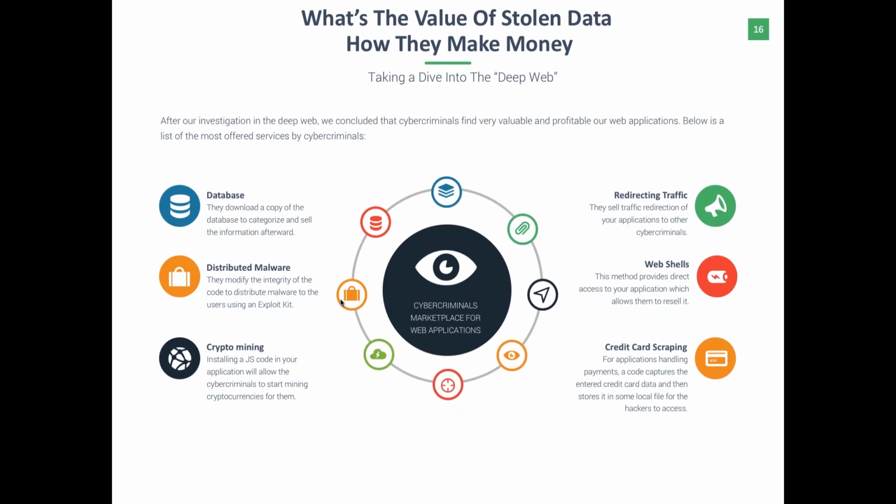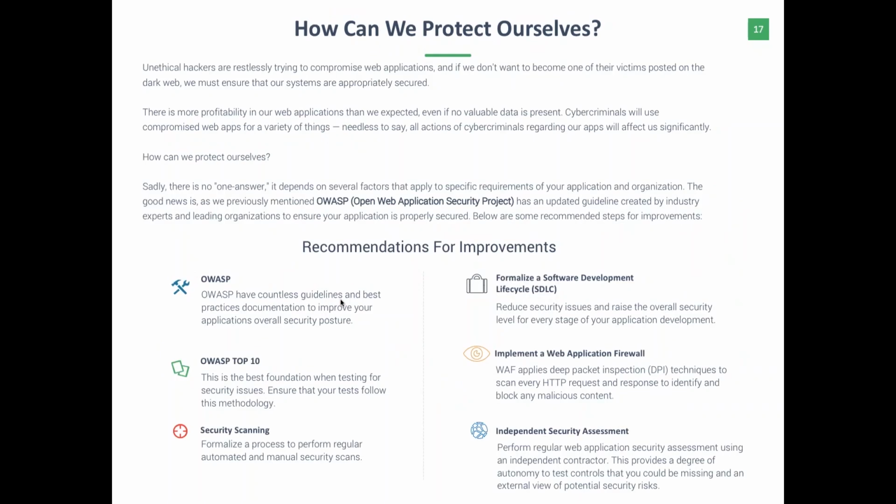So now that we know the motivations of a hacker, the techniques that they use, how they communicate to each other, and the value that they find in our applications, how can we protect ourselves? I get this question all the time, and it's really hard to give one answer because I believe that one doesn't exist. It really depends, again, on what kind of organization you are, even the industry. Also, what kind of infrastructure your application is running on. So there are several factors that apply to each scenario.